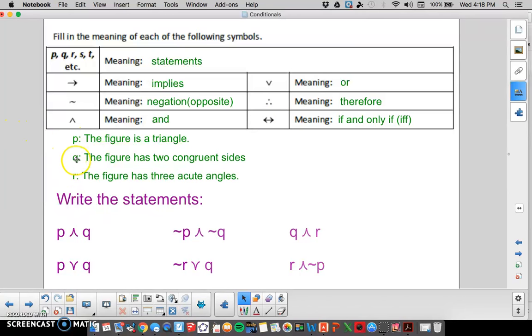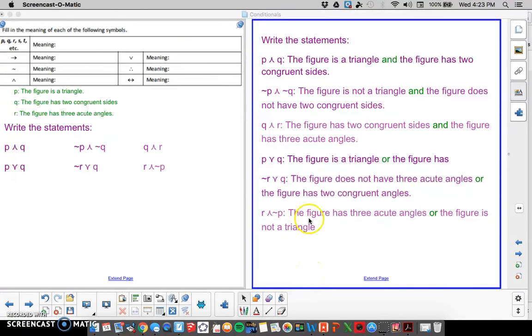All right, so we have these statements, P, Q, and R. And I want you to pause and go ahead and attempt to write these statements. These are the answers to those statements. The symbols, remember the upside down V is "and," the negation is that little tilde, and the V is "or."